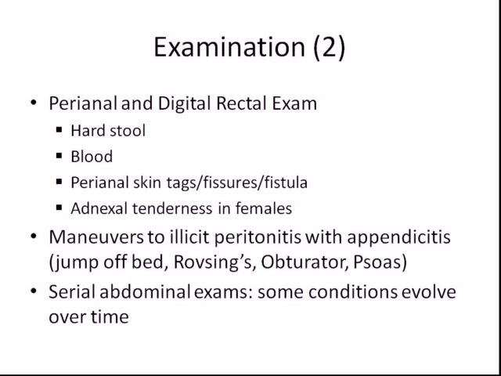There are other maneuvers to elicit peritonitis in patients with appendicitis and other diseases that cause peritonitis, including having the patient jump off the bed and see if that elicits pain, and also the Rovsing sign, obturator, and psoas signs. Again, serial abdominal examinations are important because some conditions evolve over time.